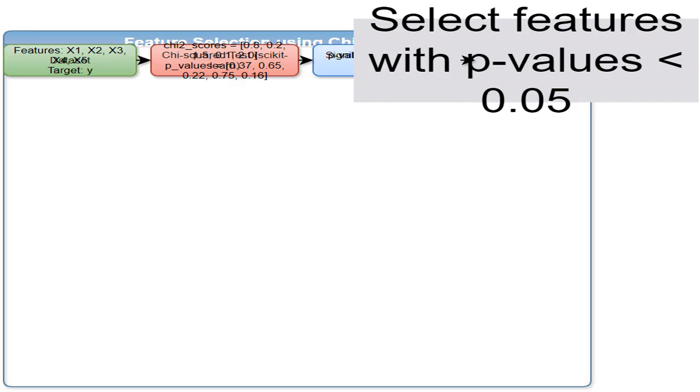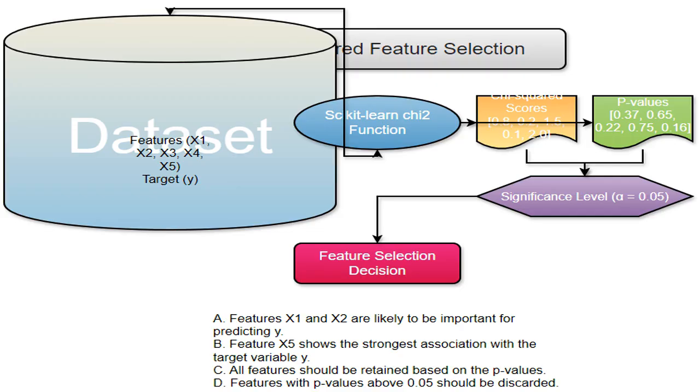Let's do this. I am working with a dataset that has 5 features, which I'll call x1, x2, x3, x4, and x5. There's also a target variable, y, that I am trying to predict using these features. This is typical in machine learning.